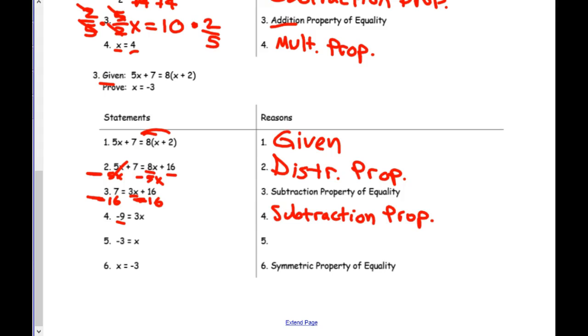Now, on step 4, how do I get rid of this 3 right here? Divide by 3. So that's division, right? Because we just divided. Division property.